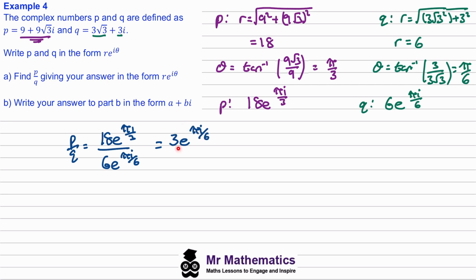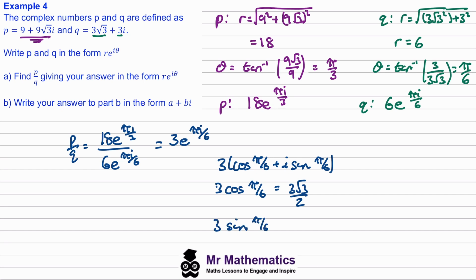And then for part B, to convert this into a plus bi form, we'll use the modulus argument form, then expand out the brackets. So we'll have 3 cos pi over 6, which is 3 root 3 over 2, and 3 sine of pi over 6, which is 3 over 2. So we'll have 3 root 3 over 2 plus 3 over 2 i.